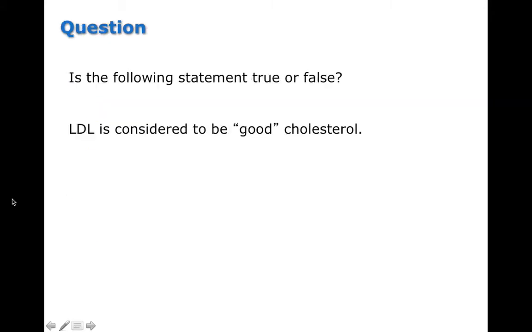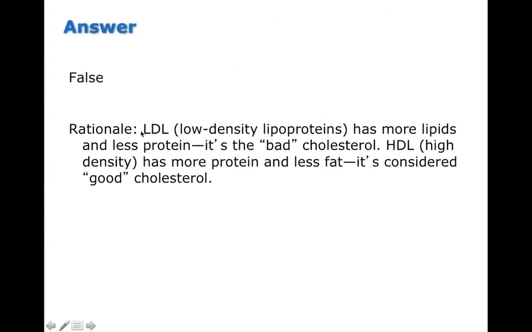So is the following statement true or false? LDL is considered to be good cholesterol. Is that true or false? Well, we know it's false, right? Because LDL is a low-density lipoprotein, has more lipids, less protein, so it's bad because it's more likely to deposit within your tissues. It's looser, lower density. And the HDL is considered to be good cholesterol because it's more protein, less fat, and actually can help to reverse some of the plaques that may have deposited within your vessel walls.